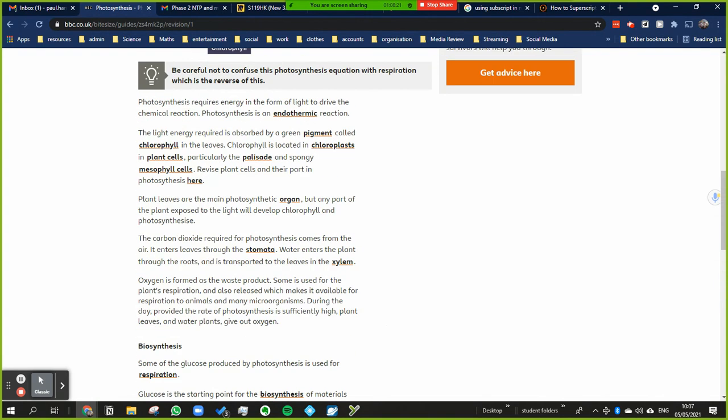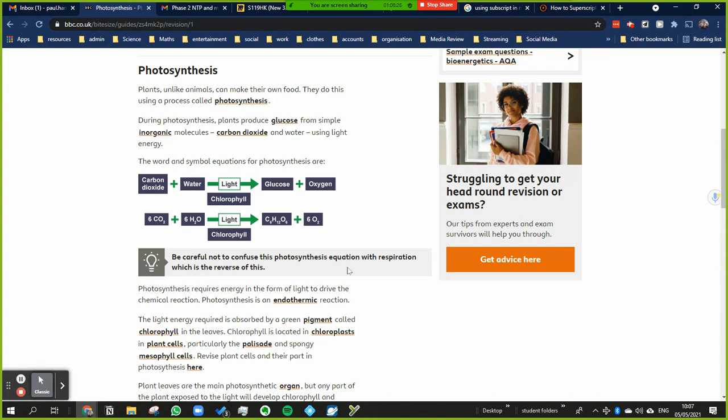But let's talk now about respiration. The good thing is that respiration is the exact opposite of photosynthesis. In other words, it goes the opposite way round. So if I know the equation for photosynthesis, then respiration is exactly the opposite way around. So that's photosynthesis, which means that respiration is exactly the opposite.